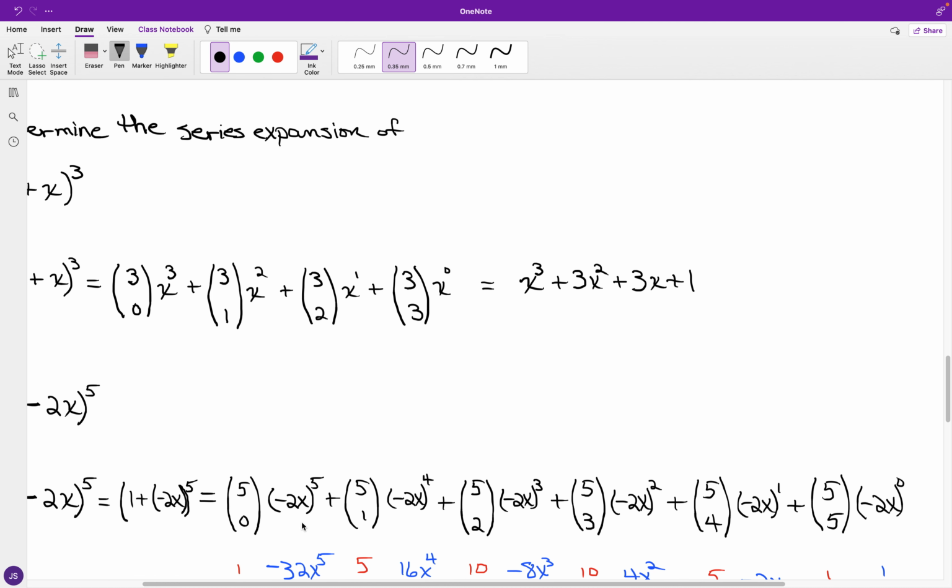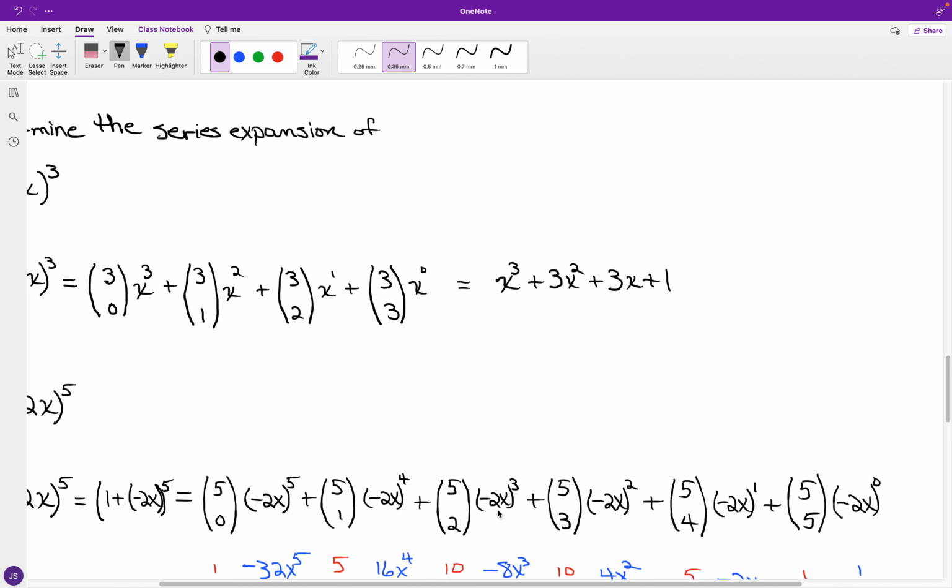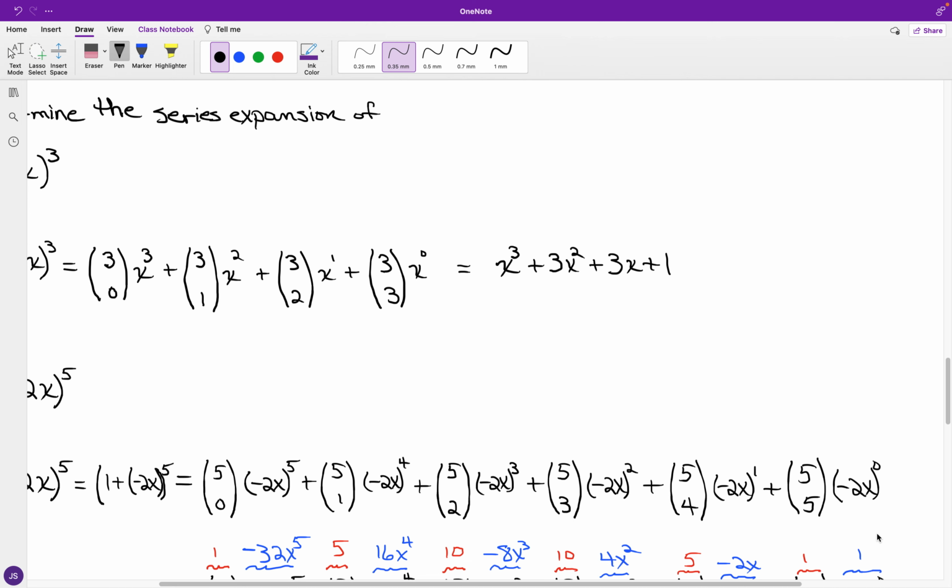So you have 5 taking none, times negative 2x to the fifth, 5 taking 1, negative 2x quantity to the fourth, 5 taking 2, times the quantity of negative 2x cubed, 5 taking 3, negative 2x squared, 5 taking 4 times negative 2x, and of course we're going to have negative 2x to the 0, that is going to go to 1.